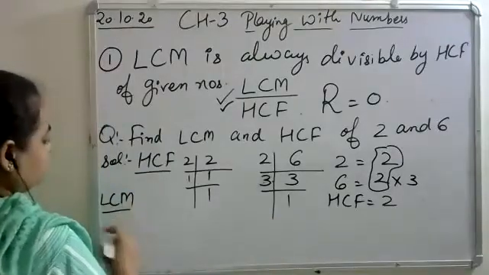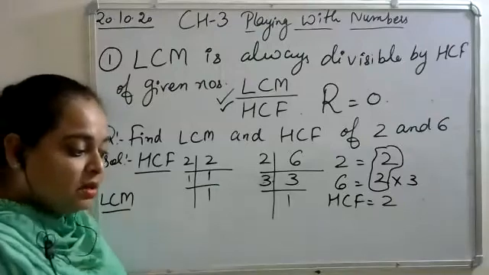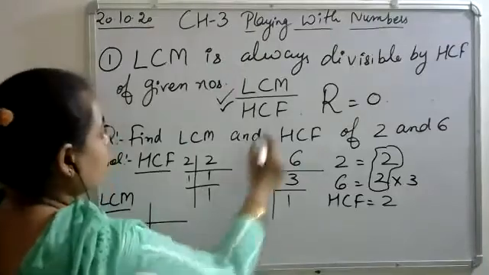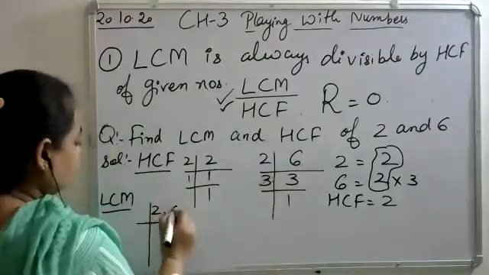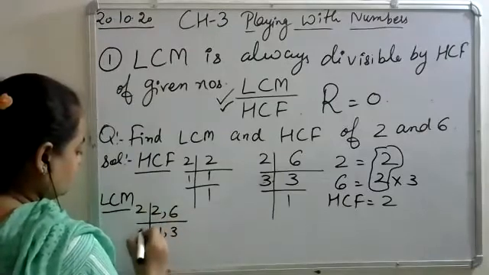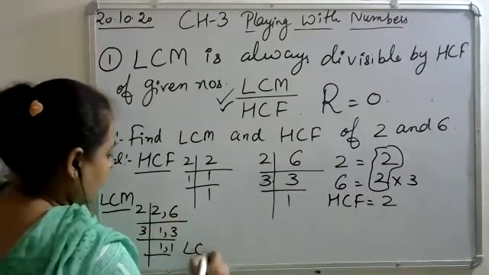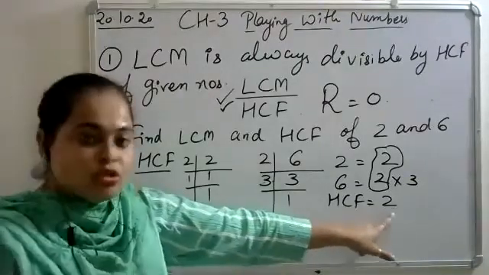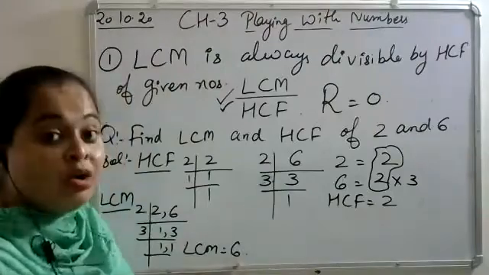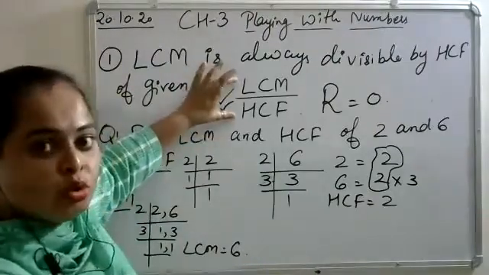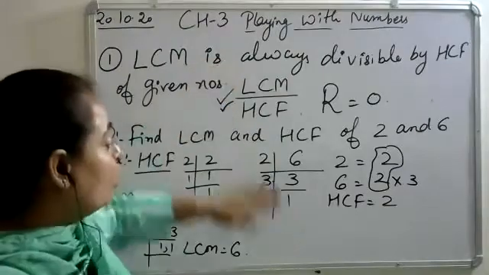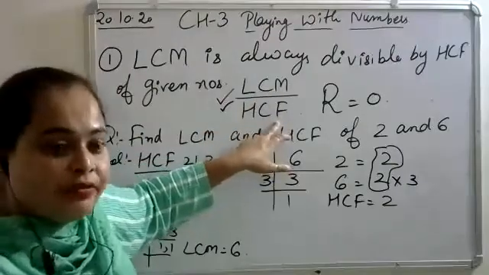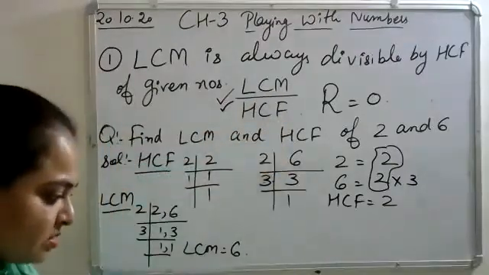Now find out the LCM. To find the LCM, we will put all the numbers together, 2 and 6 together. LCM is 6. HCF is 2 and LCM is 6. Now tell me, check this rule. Is this rule applicable or not here? LCM is divisible by HCF. Yes, tell me. Write down in the chat box.